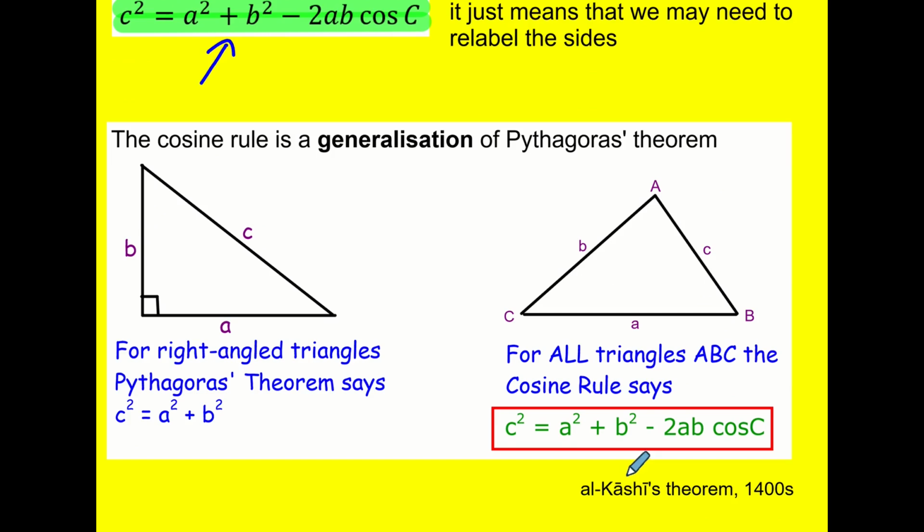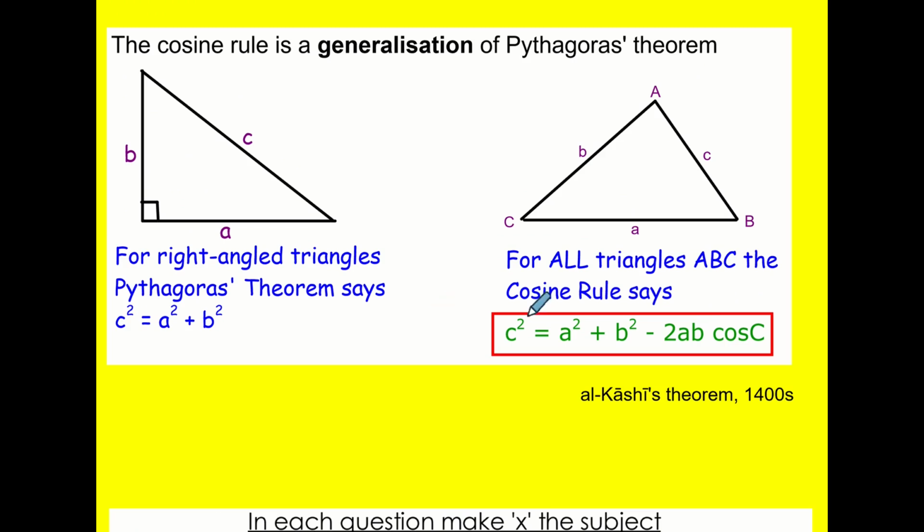Just for info, actually, the cosine rule is sometimes called Al-Kashi's theorem. He was a Persian mathematician in the 1400s, so trigonometry was known for, actually I don't know when it was first invented, but it was known for a long, long time. But I think Al-Kashi was the first one to sort of formally write down the cosine rule. So actually, although it's over 600 years old, that's relatively young in mathematical terms.